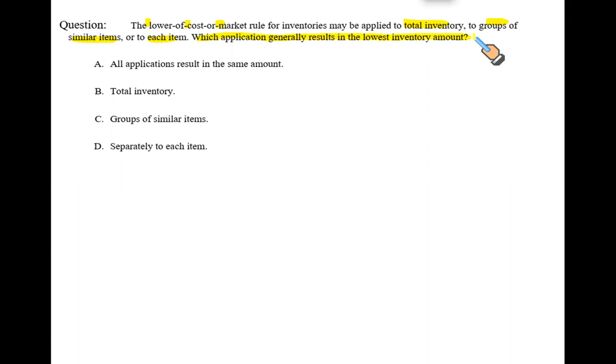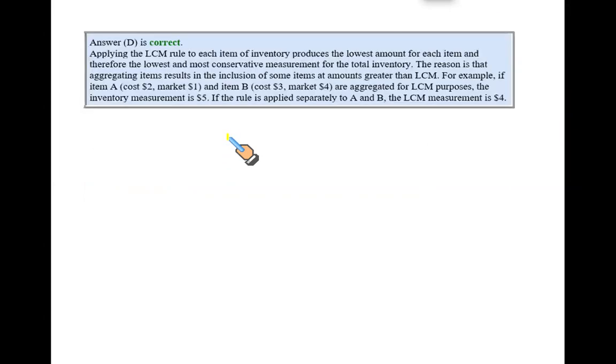Nabil, excellent. D. If you take every item separately and apply the LCM rule on every item separately, every item in your inventory would come at the lowest value. Hence, the total overall value of your stock would be the lowest. If you take it as a group, then maybe some under and over valuations might make things different. So that's the important point to learn. All right, moving on. So that's right. D is the right answer.